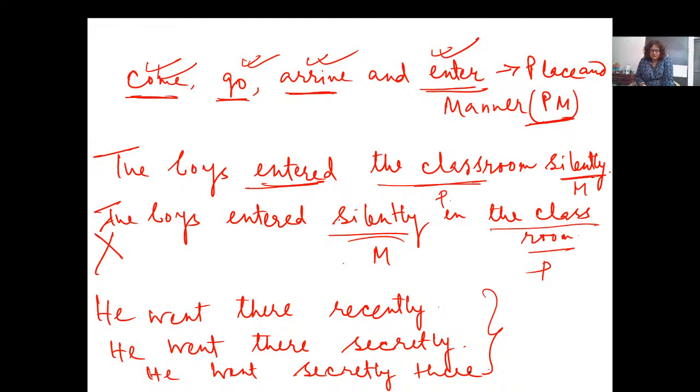One and two, Shweta. At first we have to get place, where. Yeah, absolutely. The first and second sentences are correct, but the third sentence is not right. Because went is the past tense of go. After went, after go, we have to take first place, then manner. So he went there recently, he went there secretly are right, but the third sentence is wrong. Clear or not? Yeah, Sagarika, Suma, absolutely. Mona Kumari, yeah. So now it is clear to you: the MPT rule and the PM rule.